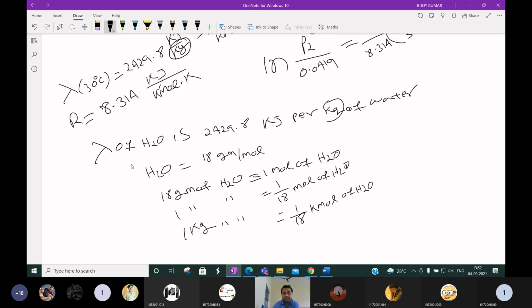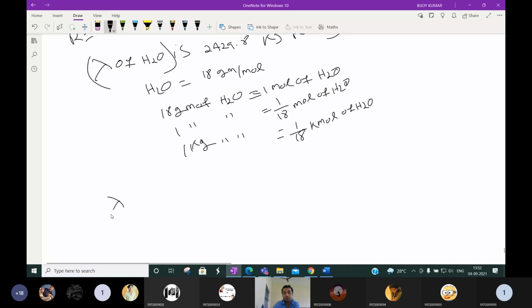So now you can see this lambda, or latent heat of vaporization, is 2429.8 kilojoule per kg of water. So 1 kg means what? 1 by 18 kilomole. So we can write lambda is equal to 2429.8 kilojoule per kg of water. In place of per kg of water, we can write per 1 by 18 kilomole of water. Then this is for 1 by 18 kilomole.